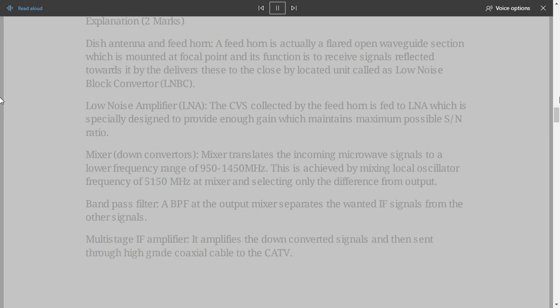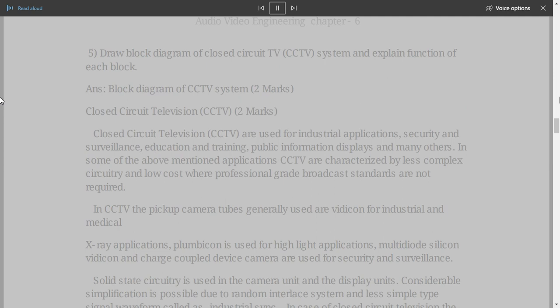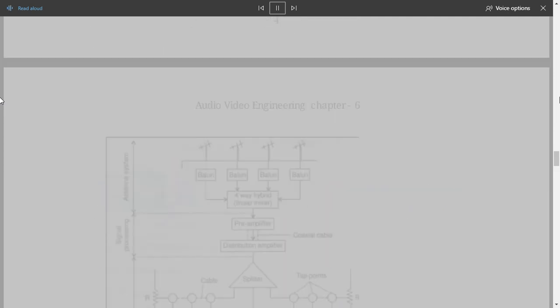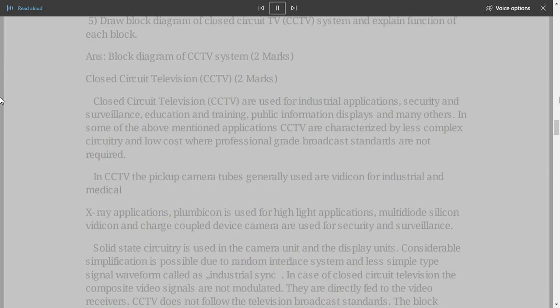Audio Video Engineering Chapter 6. 5. Draw block diagram of closed circuit TV, CCTV, system and explain function of each block. Answer: block diagram of CCTV system, 2 marks. Closed circuit television, CCTV, 2 marks.